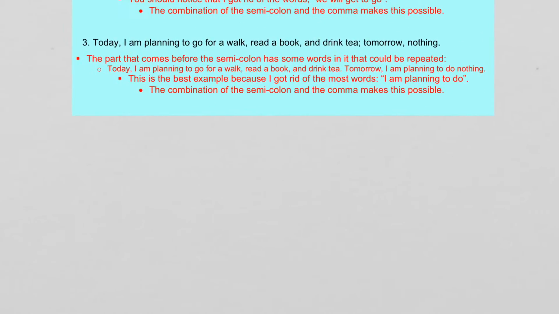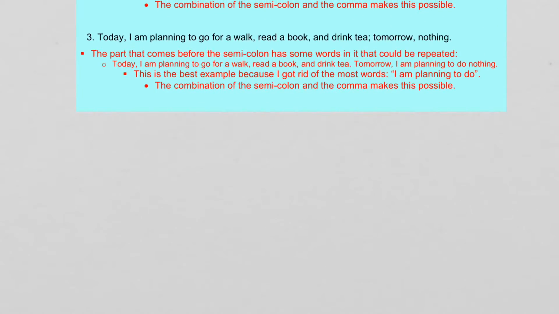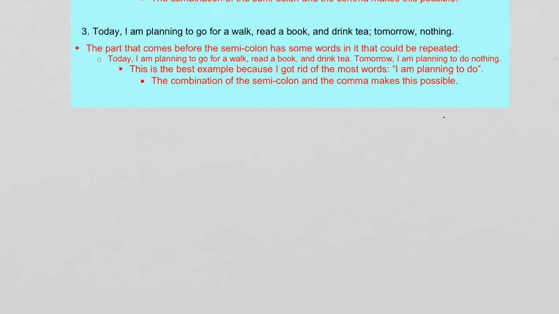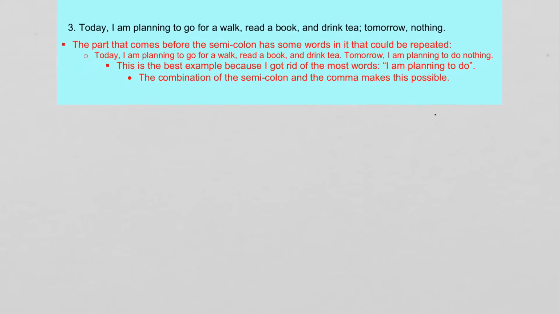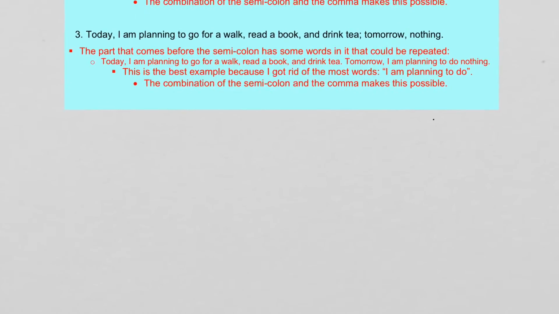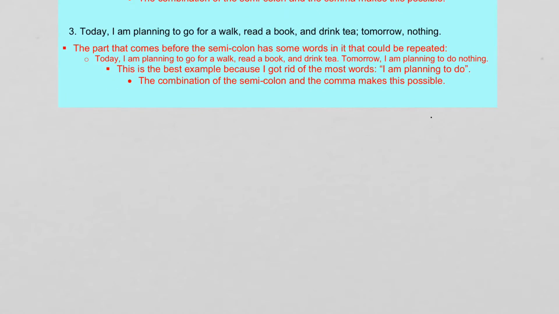Number 3, last one. Today I am planning to go for a walk, read a book, and drink tea. Tomorrow, nothing. Okay, so the part that comes before the semicolon, right, has words, right? I am planning to do what, right? Now, I could use all the words for both sides of the sentence. I could say, today I am planning to go for a walk, read a book, and drink tea, period. And then I'd actually have to start a new sentence, right? Tomorrow, comma, I am planning to do nothing.